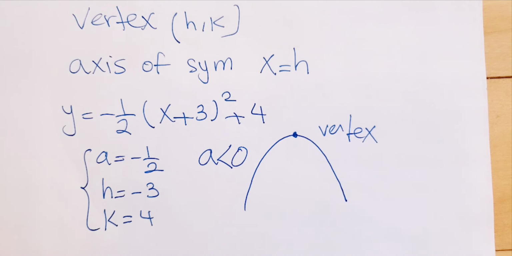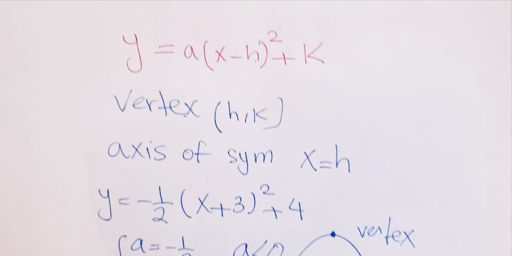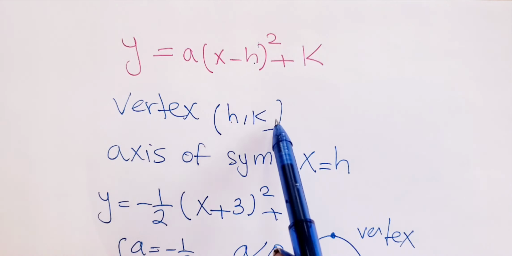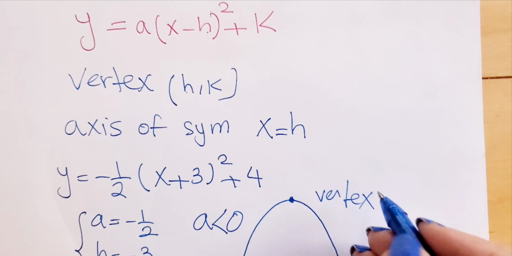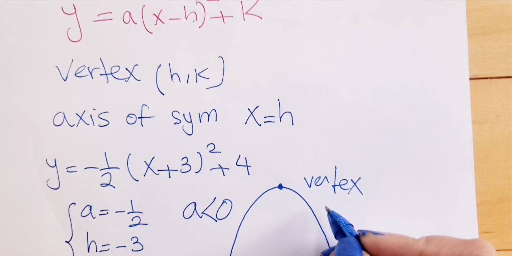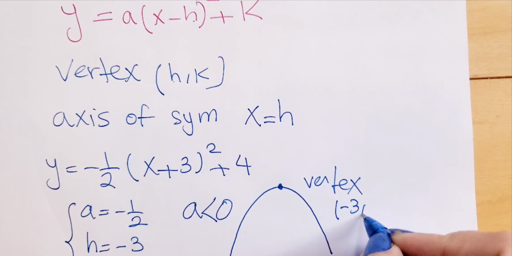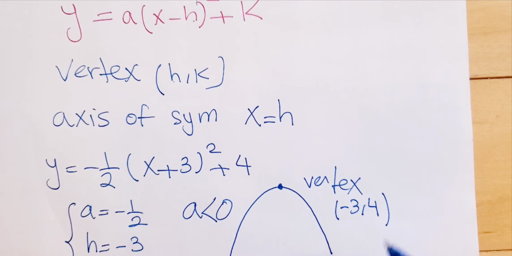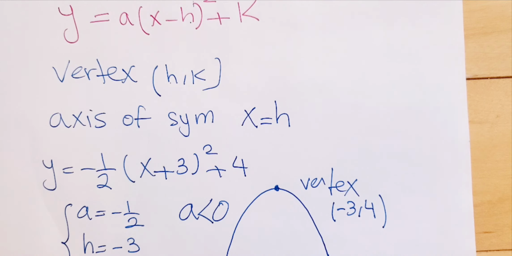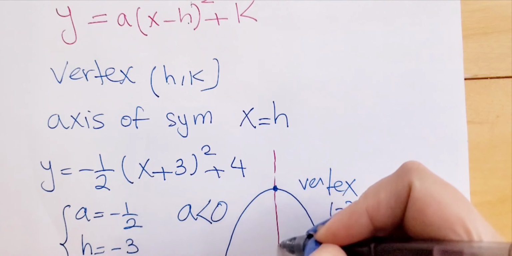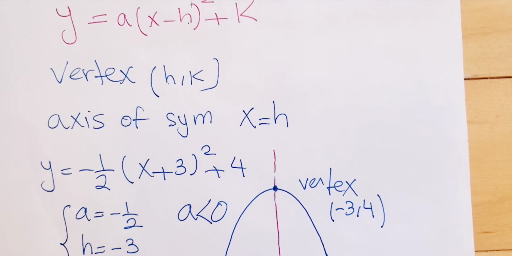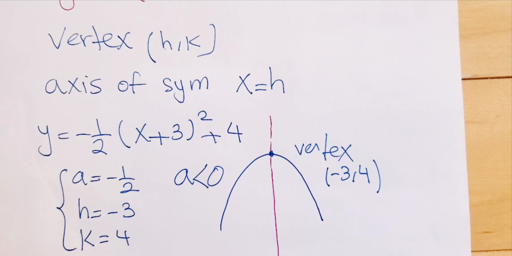So let's start by finding the vertex. In order to find the vertex, we have to find the coordinates, and we follow this formula, which is (h, k). So here the vertex would fall exactly on (-3, 4). And the line of symmetry, as always, would pass through the vertex. So let's draw the line of symmetry. This is your line of symmetry, and then you have the vertex.